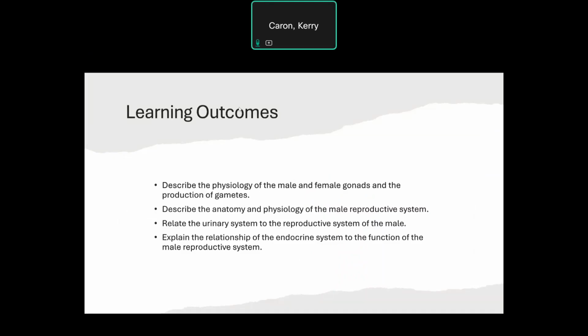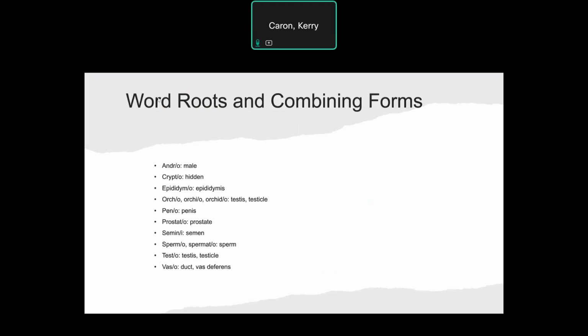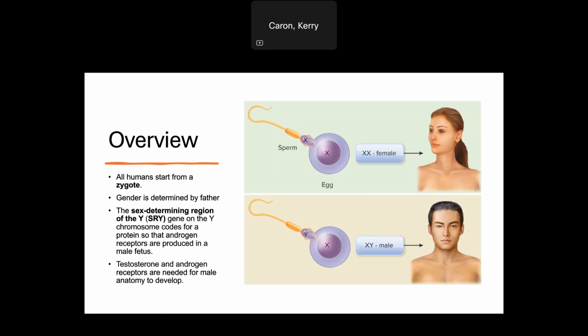Okay, here are our learning outcomes, our standards. Okay, here are some maybe helpful word roots and combining forms. And we'll start with an overview of the system. So some of the information in these chapters have to do with reproduction at a cellular level. So we're going to start by talking about at a cellular level how this exactly works.